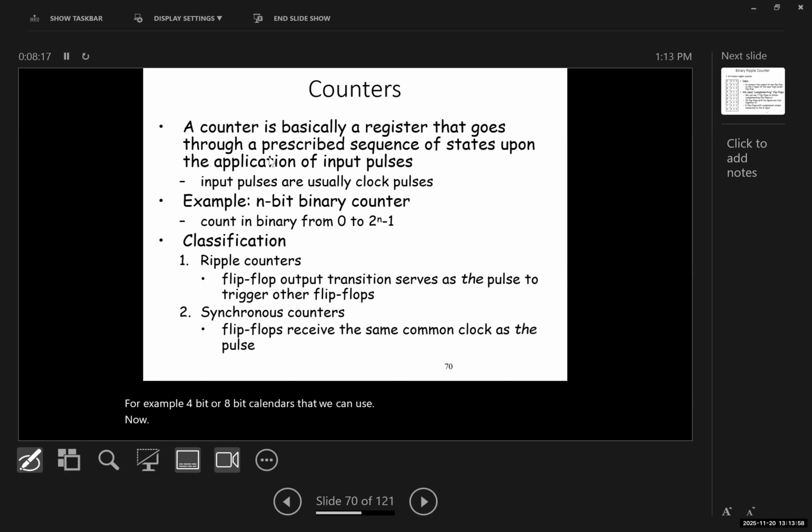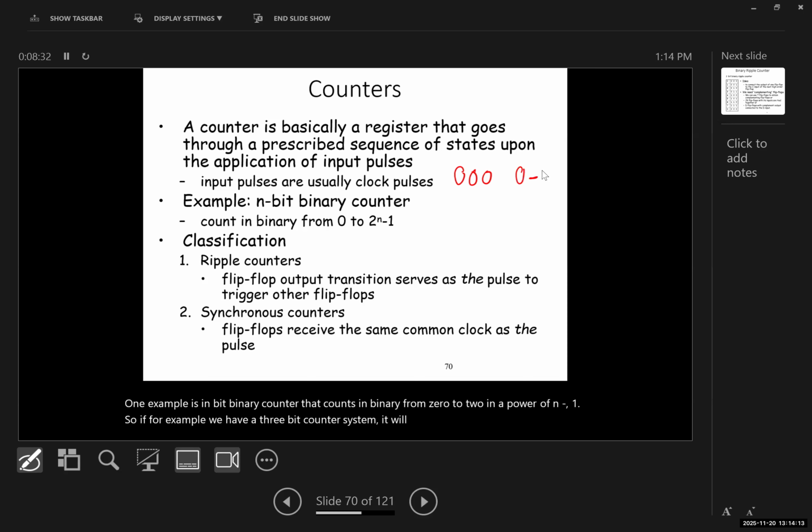One example is an n-bit binary counter that counts in binary from 0 to 2 to the power of n minus 1. So if, for example, we have a 3-bit counter system, it will count between 0 and 2 to the power of 3, which is 8, minus 1, which is 7. So it will count from 0, 0, 0 to 1, 1, 1, and then it will go back to 0, 0, 0. So this is a normal binary counter.